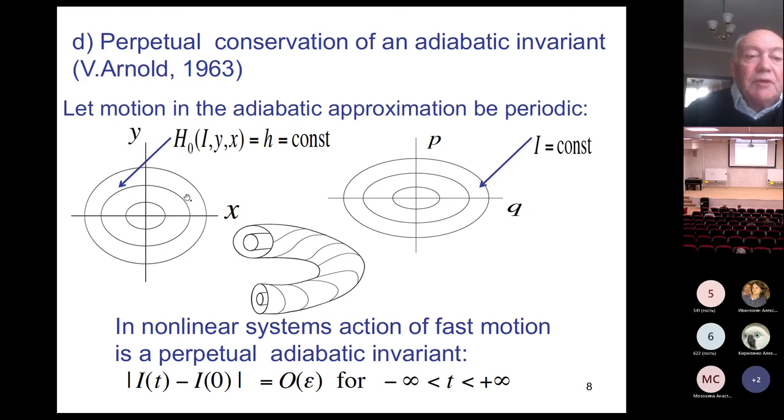So this is the phase portrait of slow motion in the adiabatic approximation. And dynamics in this approximation looks like this. The phase point in the phase plane moves on a closed trajectory, but this trajectory itself is evolving, but it's evolving periodically. So in the whole phase space, we have a motion on a torus with 2 frequencies. And the Arnold theorem says that under rather general conditions, the adiabatic invariant, the action of the fast system, remains approximately constant for an infinite time interval. So there is no destruction of adiabatic invariance at all.